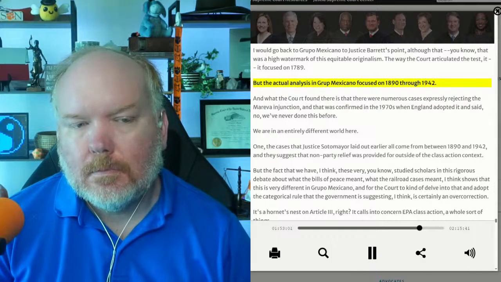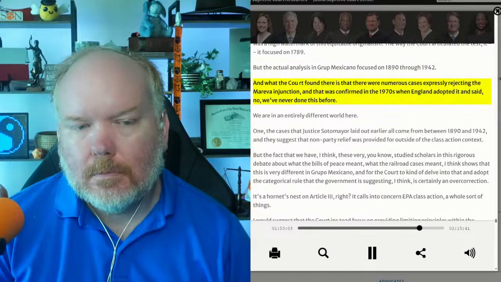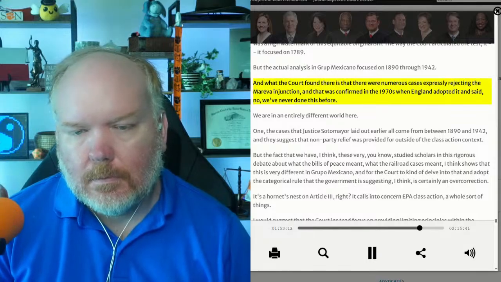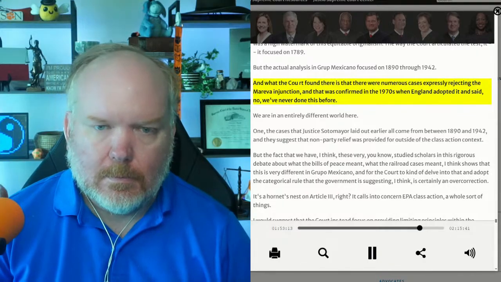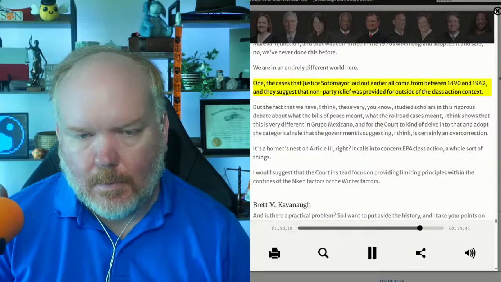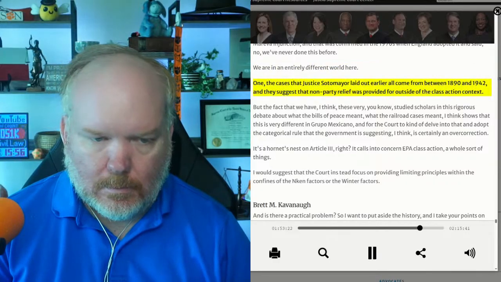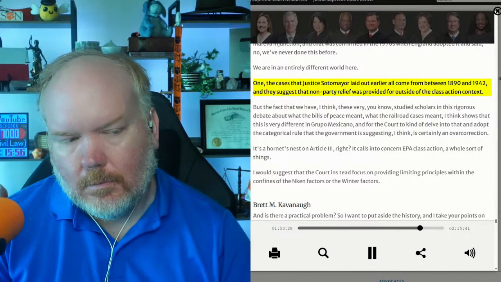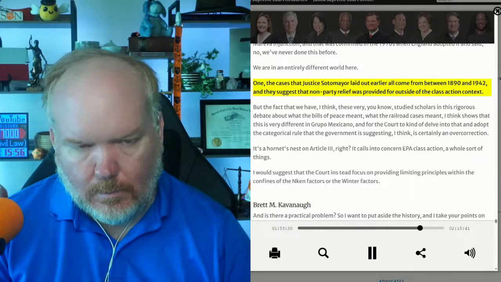on 1890 through 1942. And what the court found there is that there were numerous cases expressly rejecting the Mareva injunction, and that was confirmed in the 1970s when England adopted it and said, no, we've never done this before. We are in an entirely different world here. One, the cases that Justice Sotomayor laid out earlier all come from between 1890 and 1942, and they suggest that non-party relief was provided for outside of the class action context.